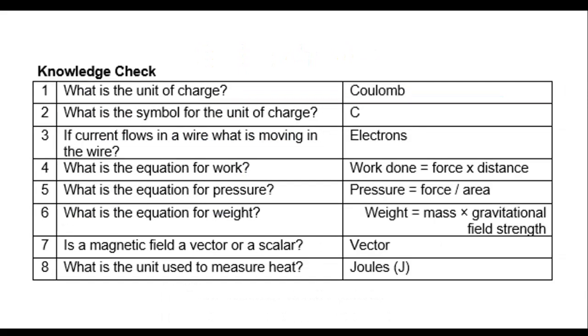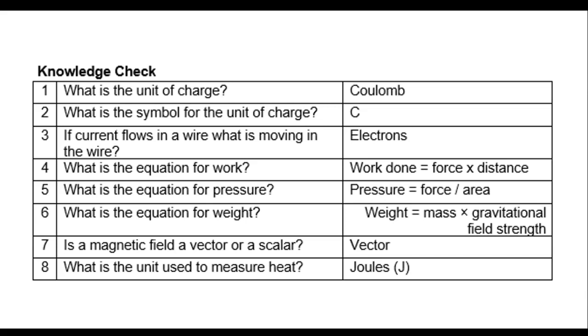Here are the answers. For the first question, the unit of charge is coulomb. The symbol that we use for that is a capital C. If current flows in a wire, electrons are what is moving, so it is the flow of electrons. The equation for work is work done equals force times distance. The equation for pressure is force divided by area. And the equation for weight is weight equals mass times gravitational field strength.